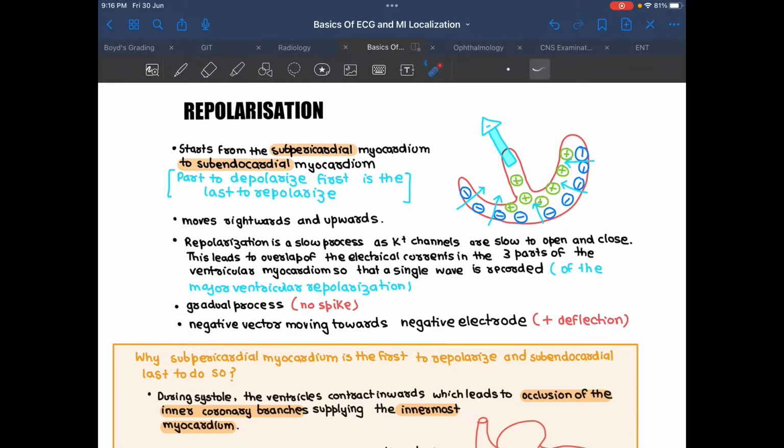So if the depolarization vector started from the subendocardial layer and traveled toward the subepicardial layer, now the subendocardial layer will be the last to undergo repolarization. So the repolarization vector will move from outward toward the center. Major ventricular depolarization was in this direction because it's moving from inward to outwards, but the repolarization vector is going to be in this direction. Why? Because it's moving from outward towards inwards.